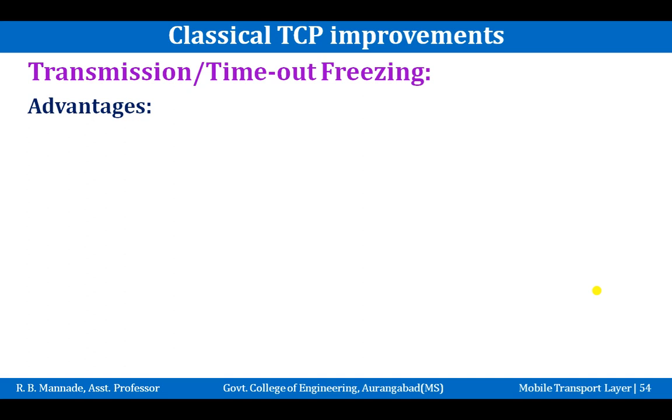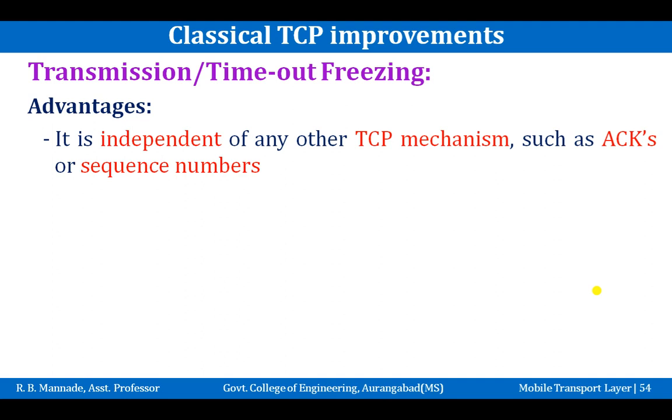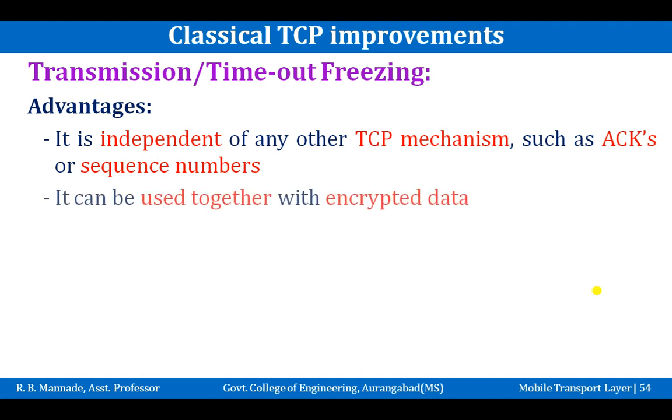The advantage of this freezing technique is that it is independent of any other TCP mechanism, such as acknowledgements or sequence numbers. It means the freezing technique does not use the acknowledgements or the sequence numbers which are there in traditional TCP, and it can be used together with encrypted data as well. This is the second advantage of transmission or timeout freezing.